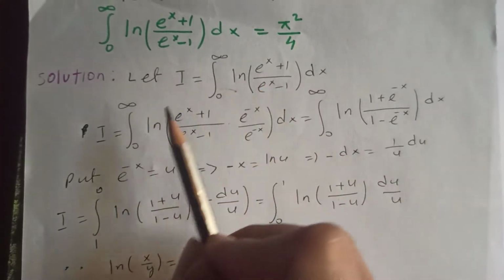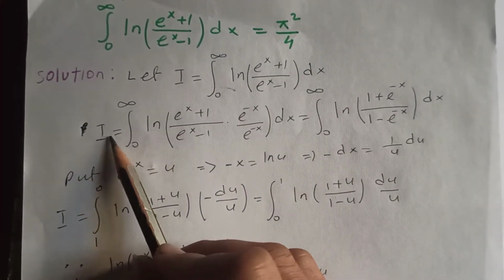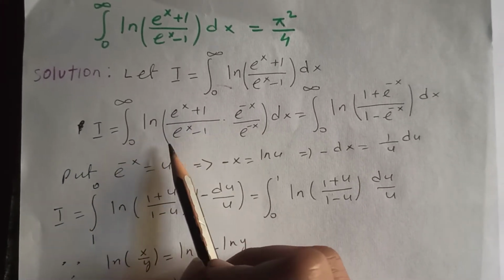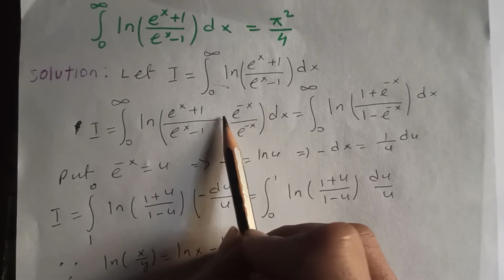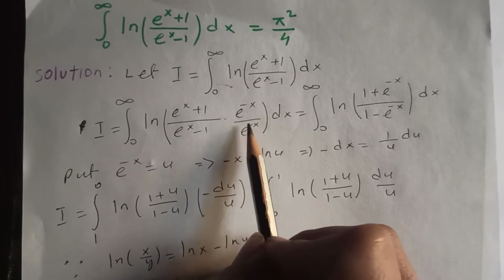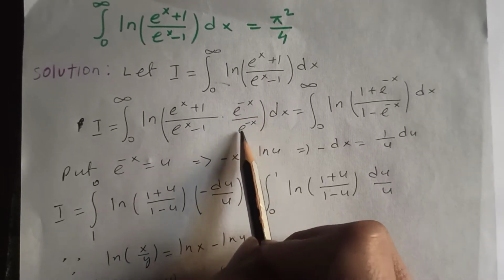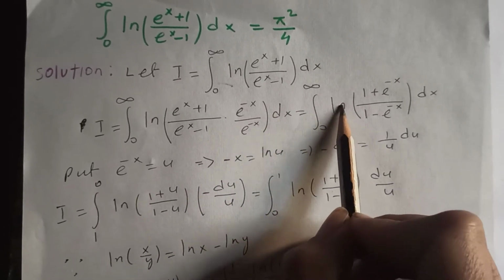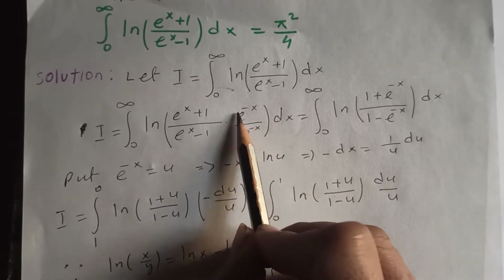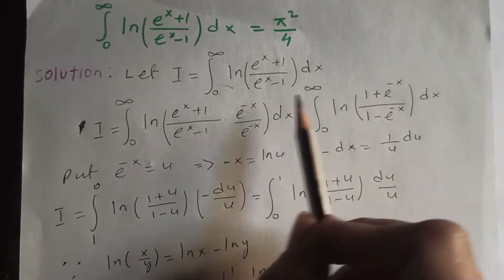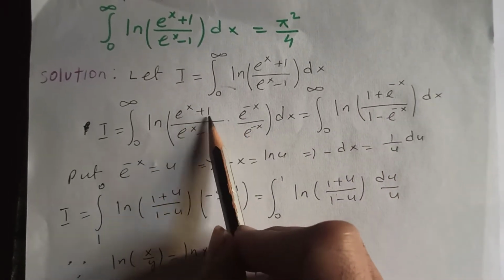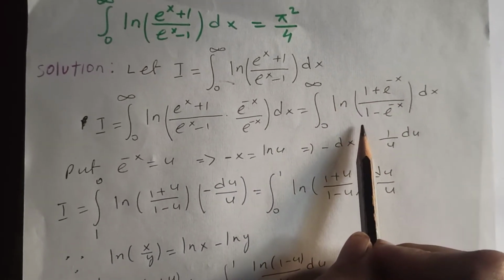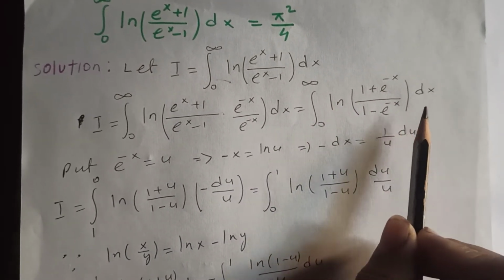This is easy to do. So I is equal to the integral from 0 to infinity of ln of (e^x + 1)/(e^x - 1), multiplying both numerator and denominator by e^(-x), dx, which is the integral from 0 to infinity of ln of (1 + e^(-x)) over (1 - e^(-x)) dx.